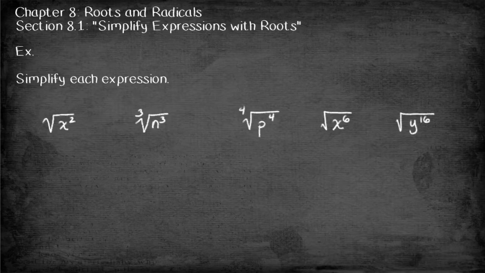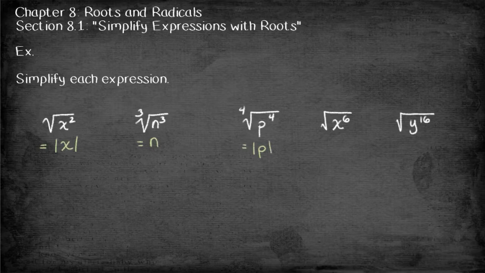All right, so we're going to simplify each expression. We're taking the square root of x squared. It's going to be the absolute value of x, because this is an even index root. So when I quote-unquote cancel using the square root, I'm always getting something that's non-negative. However, for the second one, we just get n. No absolute value signs are necessary. Over here, for the fourth root of p to the 4, since it's even, we're getting absolute value signs.